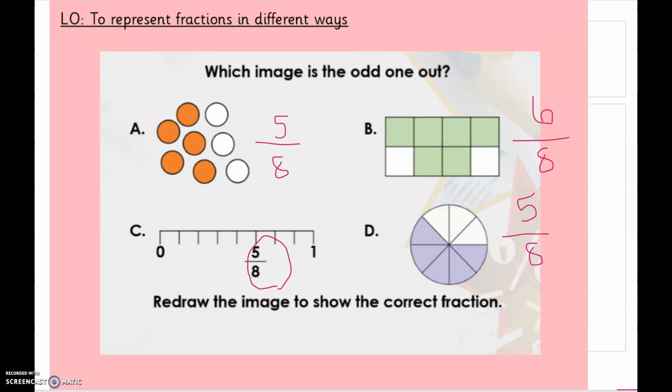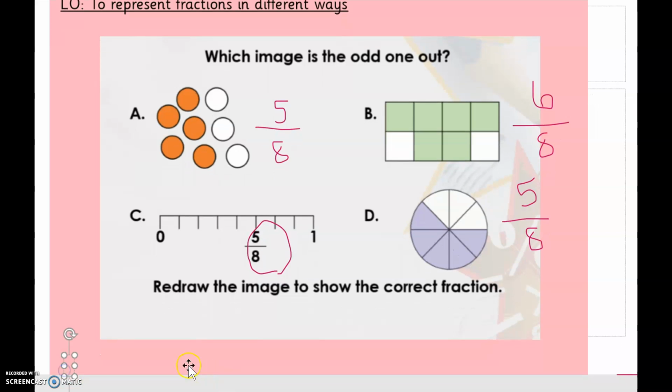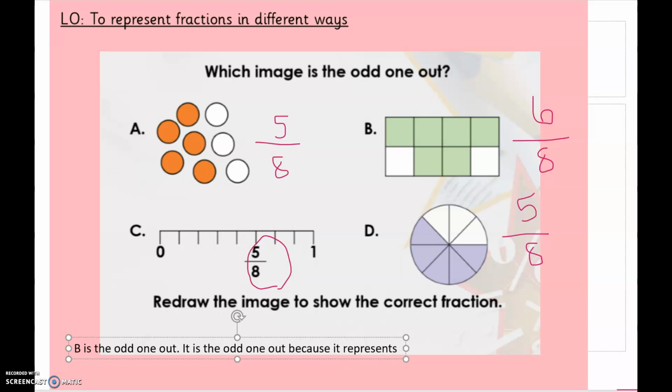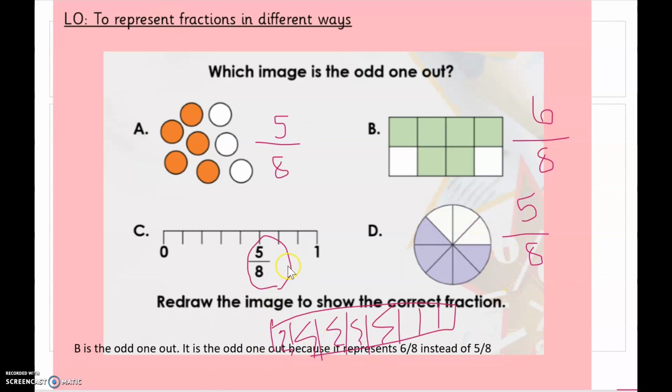Now I'm sure all of you will agree with me that B is the odd one out, and it is the odd one out because it represents 6/8 instead of 5/8. And you can see I've really quickly answered the bottom of the question where it says redraw the image to show the correct fraction. Now you're here, you can move on to your think, explain, solve questions.